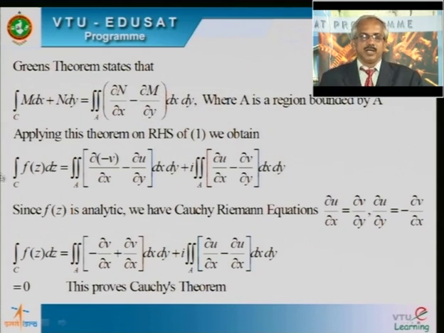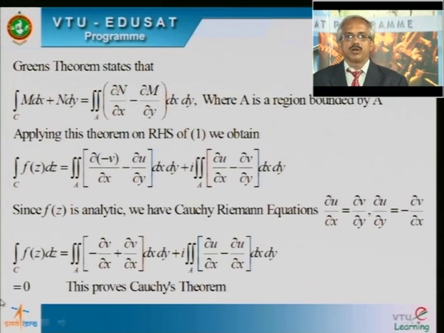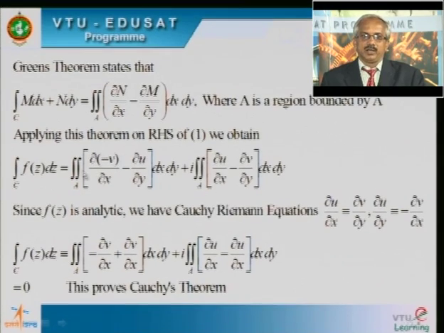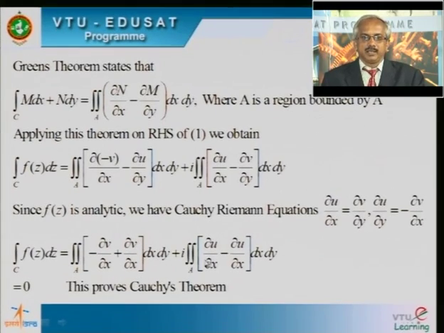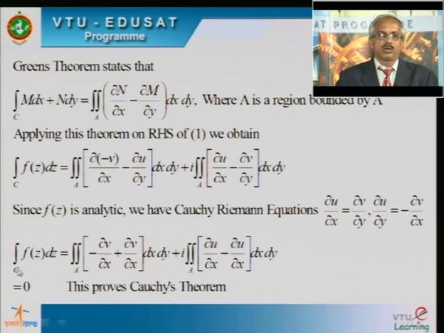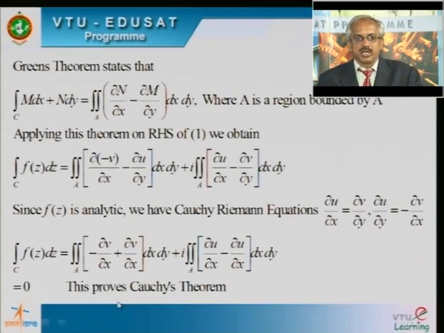Since f of z is analytic, we have the Cauchy-Riemann equations: dou u by dou x is equal to dou v by dou y, and dou u by dou y is equal to minus dou v by dou x. This is the Cauchy-Riemann equation in Cartesian form. Using this in the above integral, the terms cancel, these two get cancelled, these two get cancelled, and finally we get 0. So the integral over the simple closed curve C of the complex function f of z dz is always 0. This proves Cauchy's theorem.